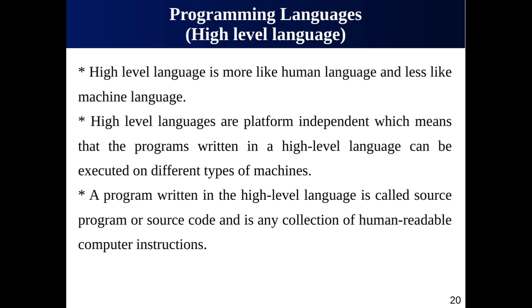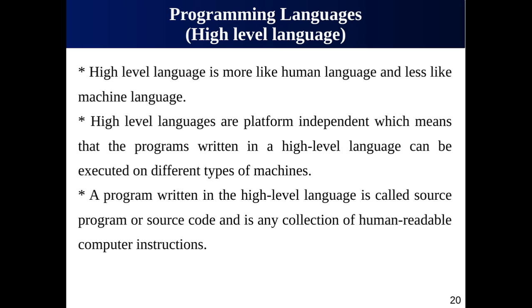A program written in a high-level language is sometimes called a source program, or also source code. And the source program is actually a collection of human readable computer instructions. Remember, a program is a set of instructions, and programming is the process of writing these sets of instructions in order to instruct the computer to do a specific task. So basically a program written in a high level language, which is the source code or source program, is a collection of human readable computer instructions.